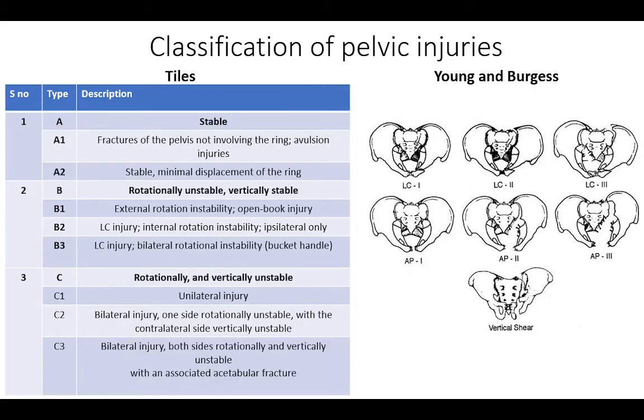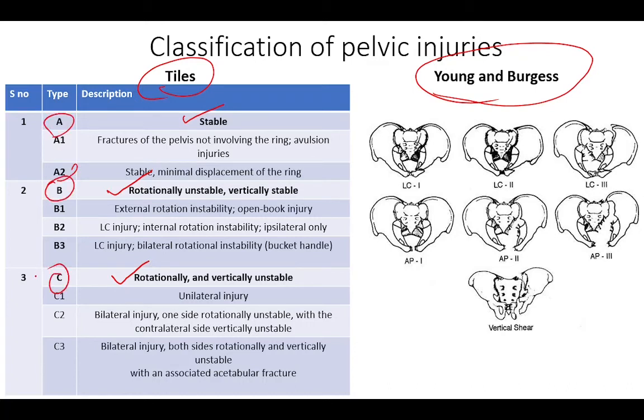Classification of pelvic injuries was done by Tile as well as Young and Burgess. Tile classified these fractures as either stable, rotationally unstable and vertically stable, rotationally and vertically unstable, A, B, and C, based on increasing energy of trauma. The stability of the pelvis keeps on decreasing and also shows the type of fracture patterns which are often seen.